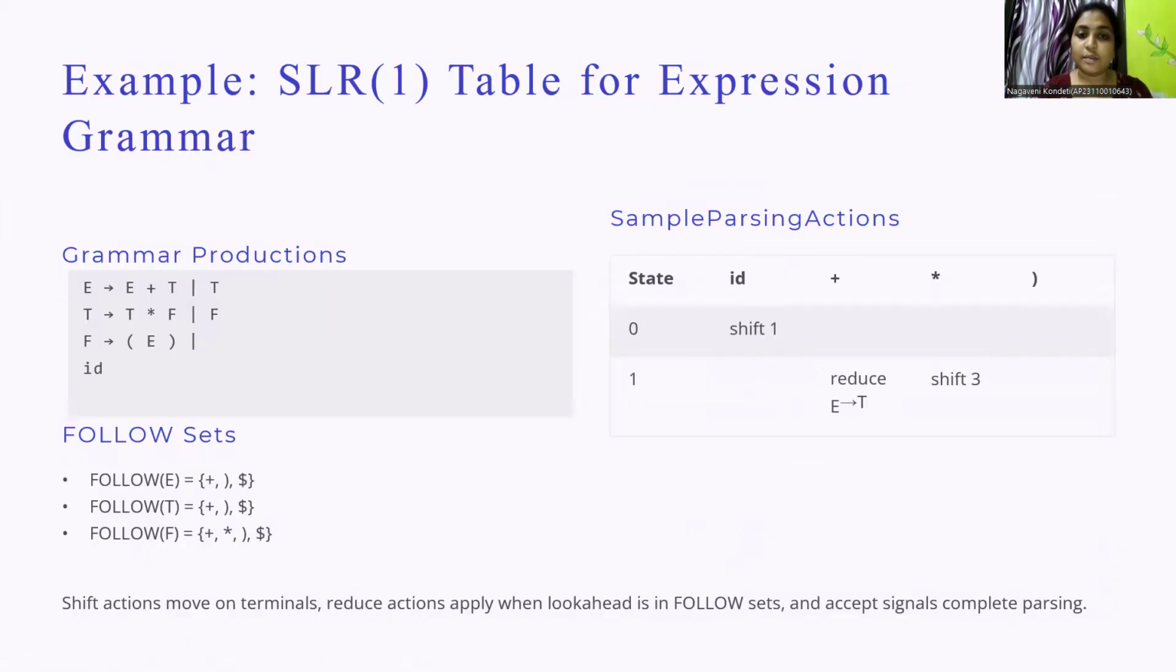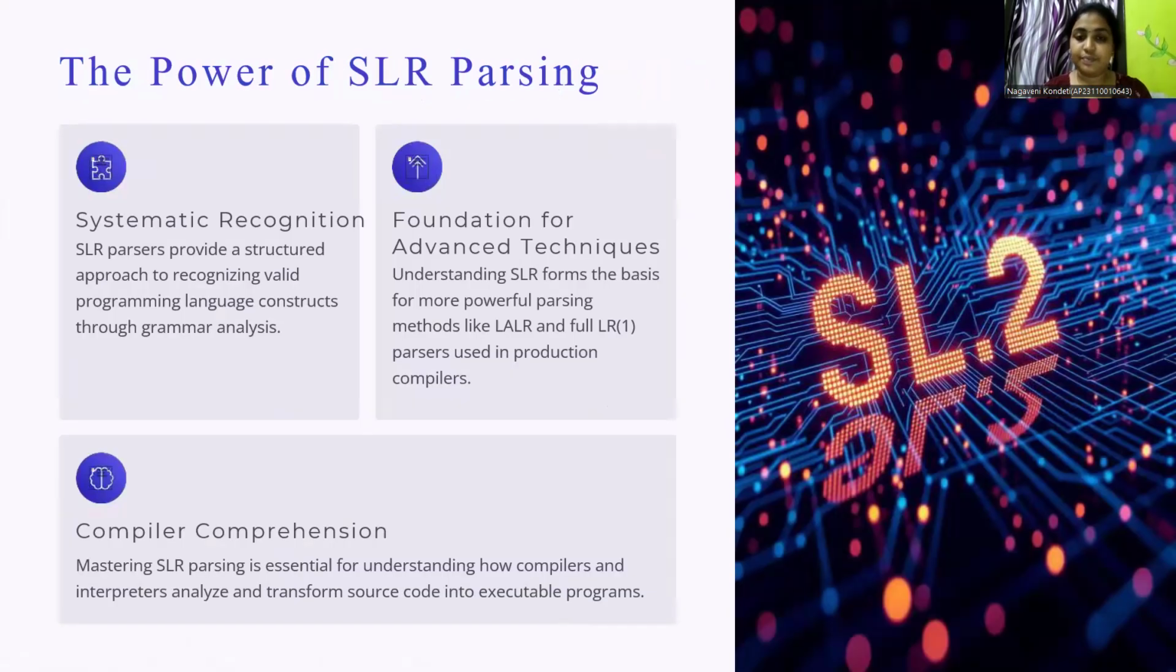Let us now look at an example to understand this better. Now consider the grammar: E to E plus T or T. T to T times F or F. F to E in parentheses or ID. Follow sets are: follow of E is plus or dollar, follow of T is plus, multiplication or dollar, follow of F is plus, multiplication and dollar. Using this, we fill the parsing table with the shift and reduce actions.